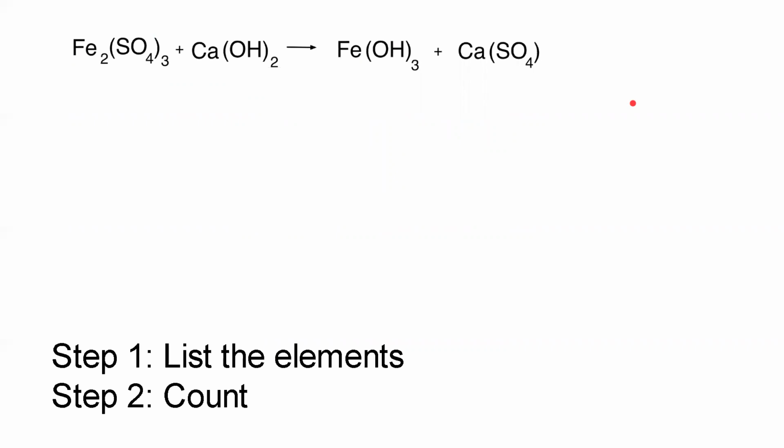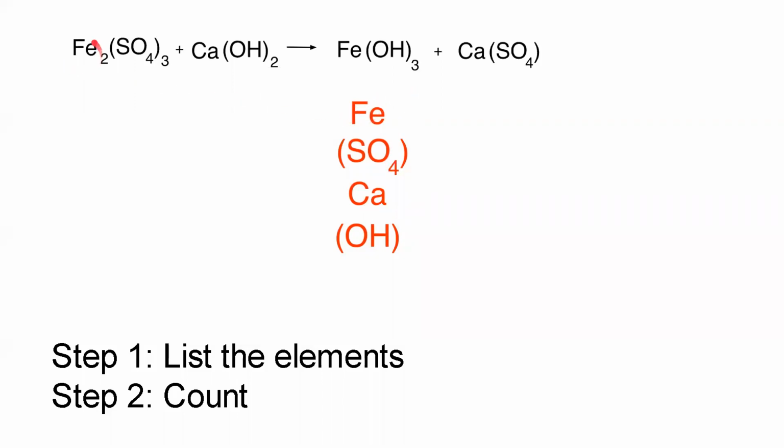This one looks confusing, but it's really not. You see these polyatomic ions, when you count them, you just keep them together, like SO4, OH. You list the elements or the compound, the polyatomic ion. You would see iron, Fe, SO4, sulfate, Ca, calcium, and OH, hydroxide. Once you list these polyatomic ions and these elements, then you would count them. So just take your time and count.